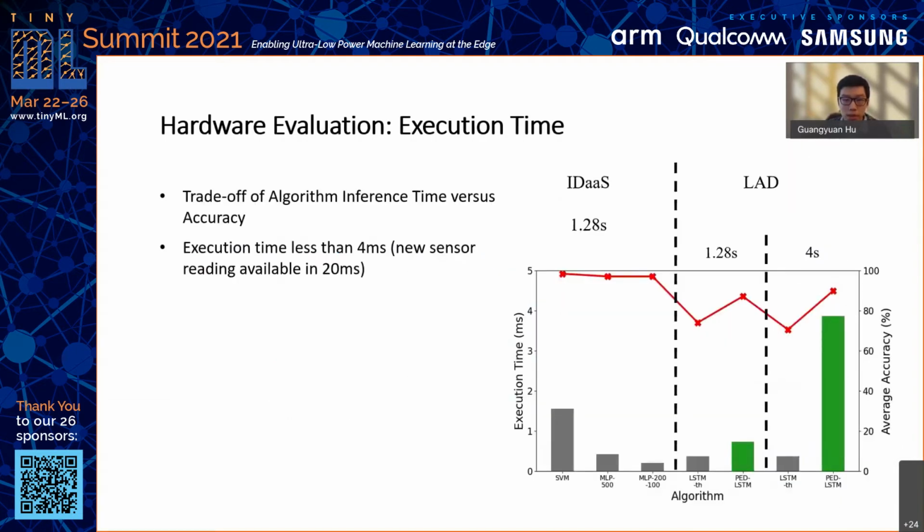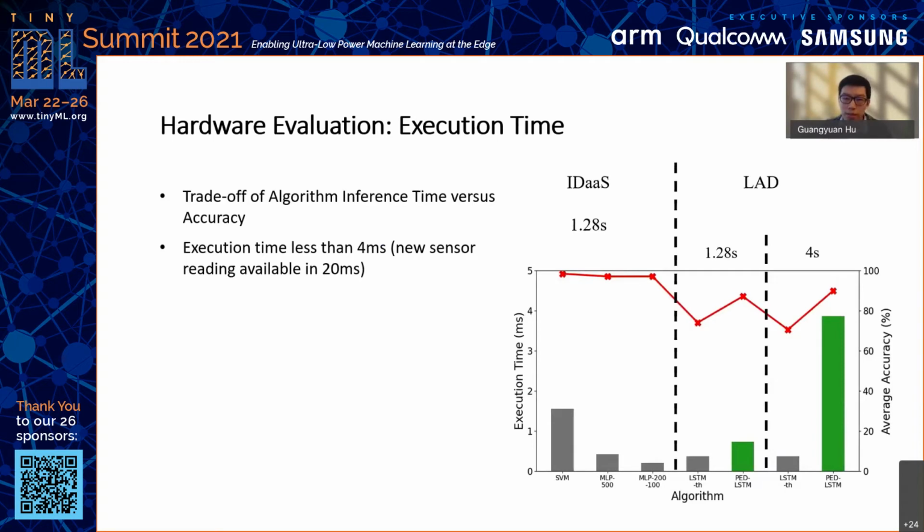We run the selected algorithms on the SID module and measure the execution time. The bars are the execution times, and the red curve is the accuracy. We notice in the IDAS scenario, the MLP models can achieve a similar accuracy as SVM, but have lower execution time. The PAD comparison adds to the execution time, and the impact grows with the window length we use.